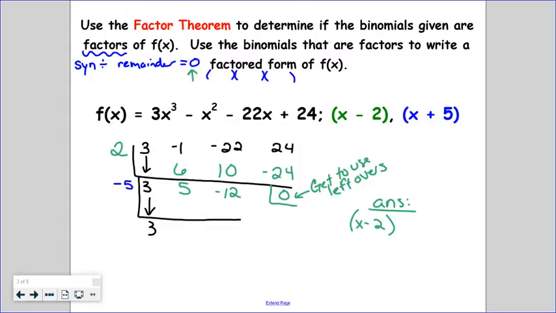Try it out. Negative 5 times 3 is negative 15. Plus 5 is negative 10. Negative 5 times negative 10 would be 50. Minus 12 would be 38. That is not a factor. A remainder that is not 0 means that is not a factor. So this will not get included in my answer. And we don't get to use the leftovers, because it's not actually a factor of our polynomial. All because this is not a 0.